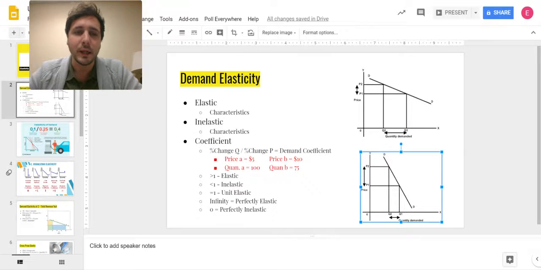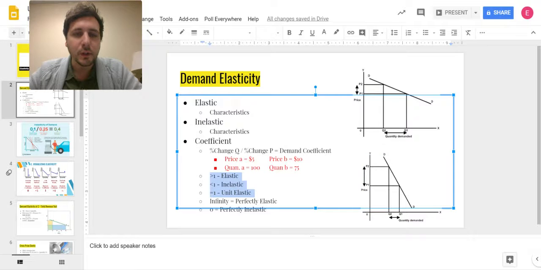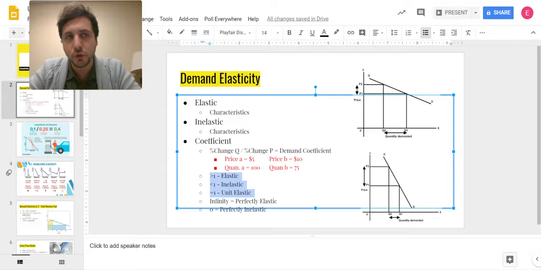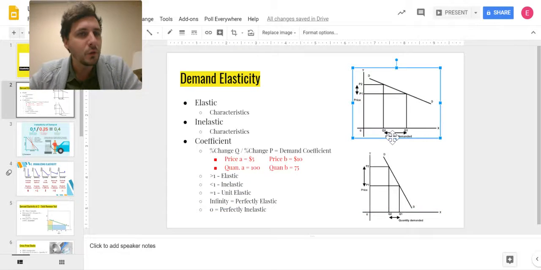It's probably inelastic. Once you calculate the coefficient, just remember if it's greater than 1, it means that the quantity is changing at a greater rate than the price, which means it's elastic, right? Quantity is highly sensitive, like this one here, highly sensitive to a change in price. This number is going to be bigger than this number, or at least this percentage number is going to be bigger than this percentage number. So it must be elastic. If it's less than 1, the opposite is true, and it's inelastic.